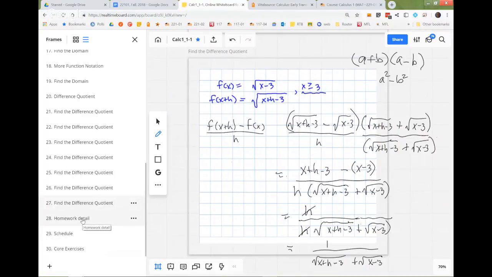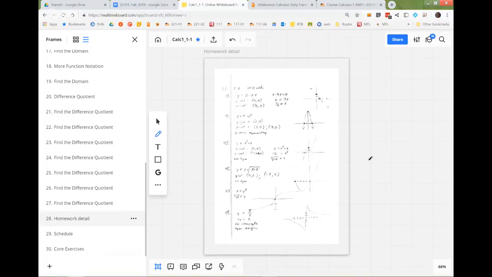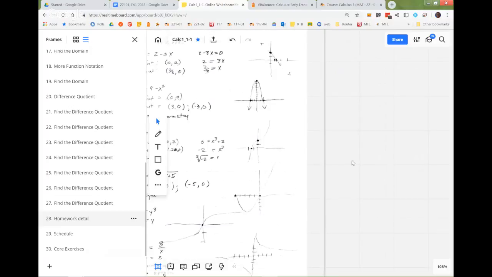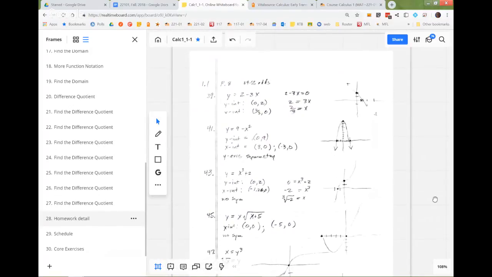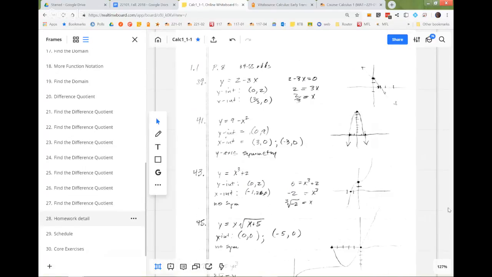Okay, so I need to talk to you guys a little bit about the homework detail. Now this is my version. This is my homework for lesson 1-1. I know you guys didn't know the exact ones to do, but anyway, here's the 39 to 55 odds part. Let's take a look at what was 39. What was the directions there?